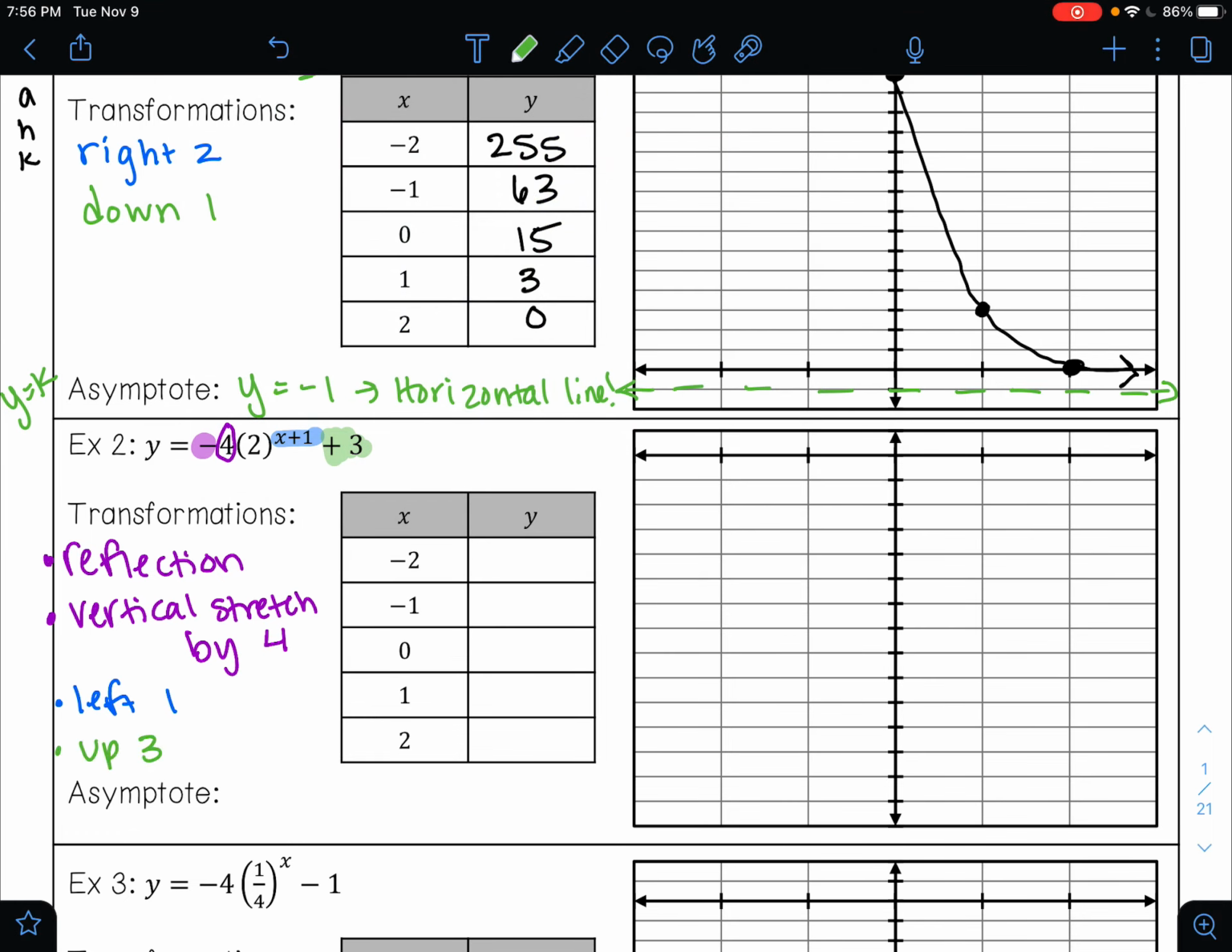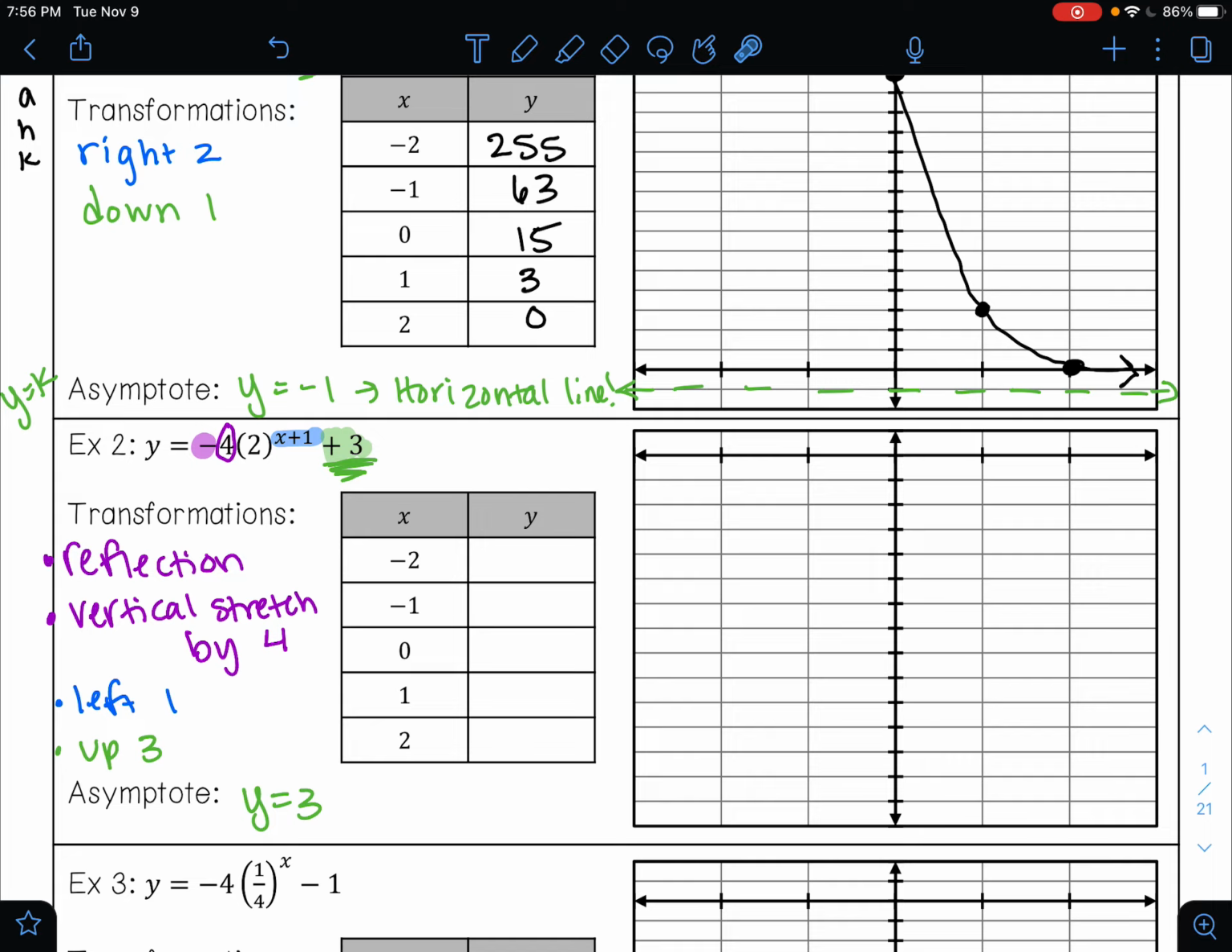Your asymptote is always y equals k. So here my k value was 3, so my asymptote is y equals 3. If you just wrote a number here and not an equation, you would lose points. An asymptote is always, always, always an equation. It is always y equals a number.